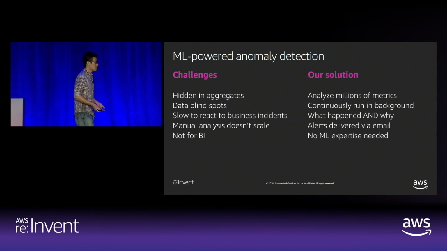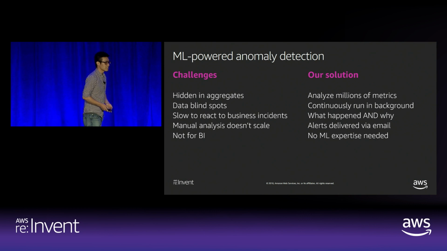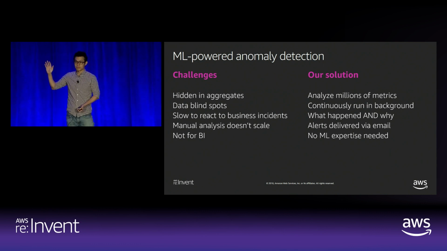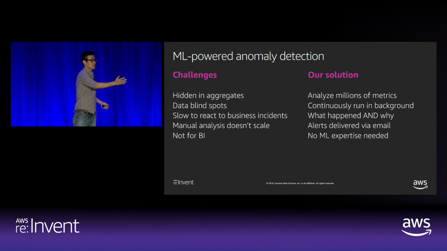So with ML-powered anomaly detection, we allow customers to analyze the millions of metrics that they have and to do it continuously in the background. So a question for the audience here: who has millions of metrics that they are tracking on a regular basis? So for all of those that did not raise your hand, there are very few of you that raised your hand.